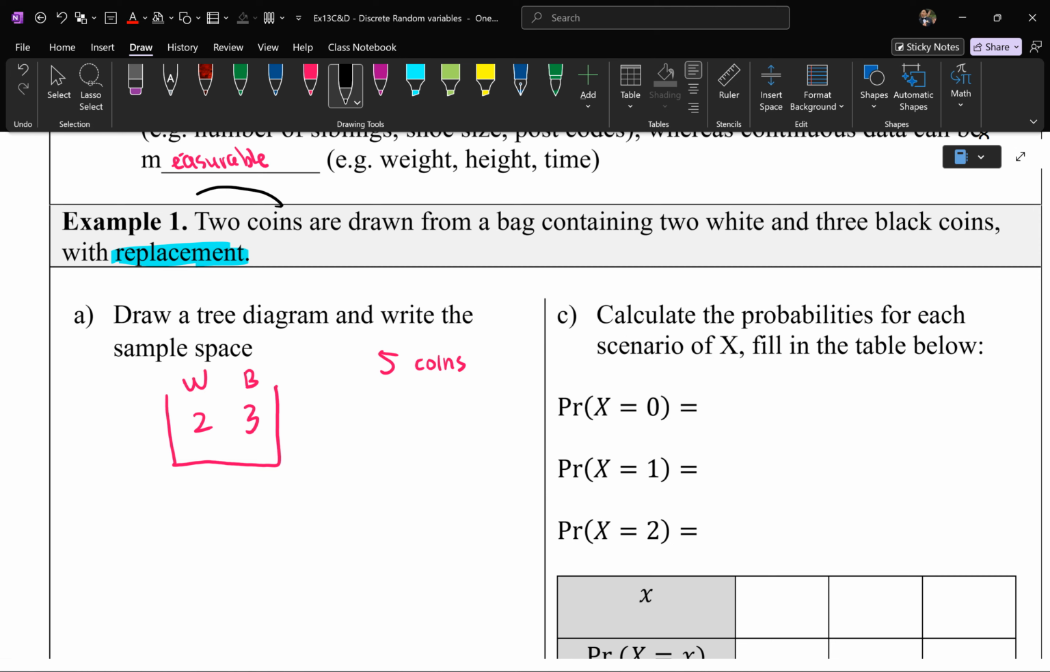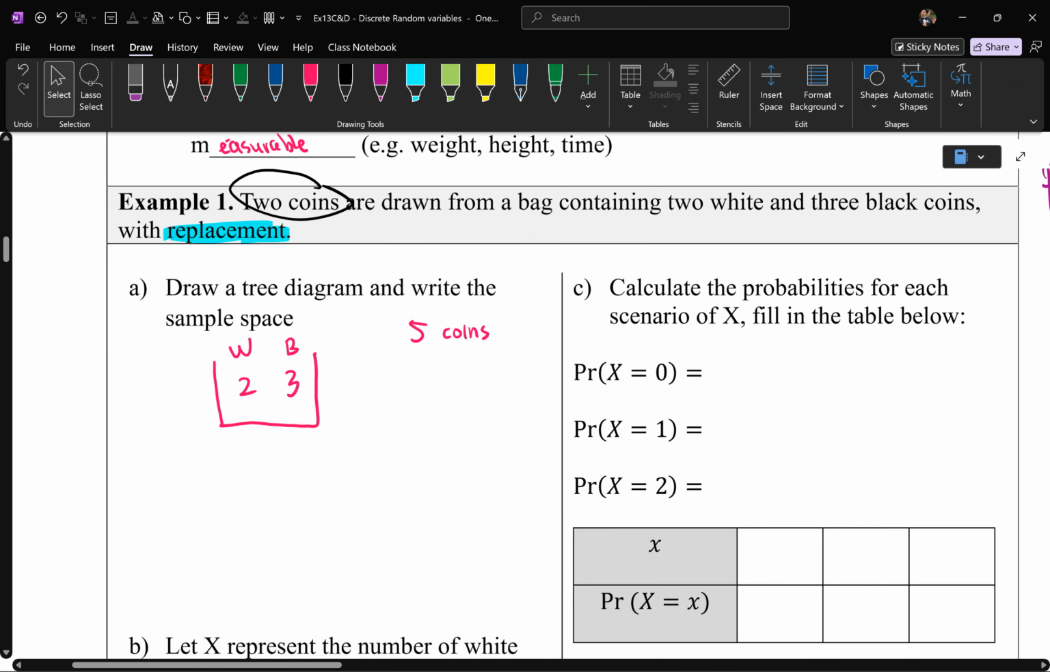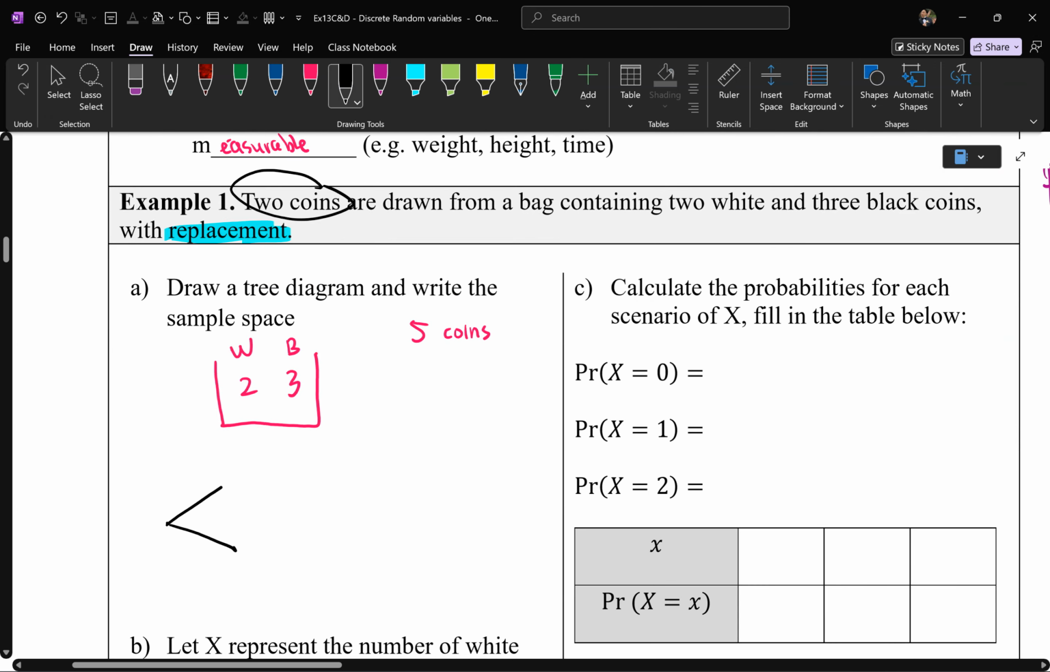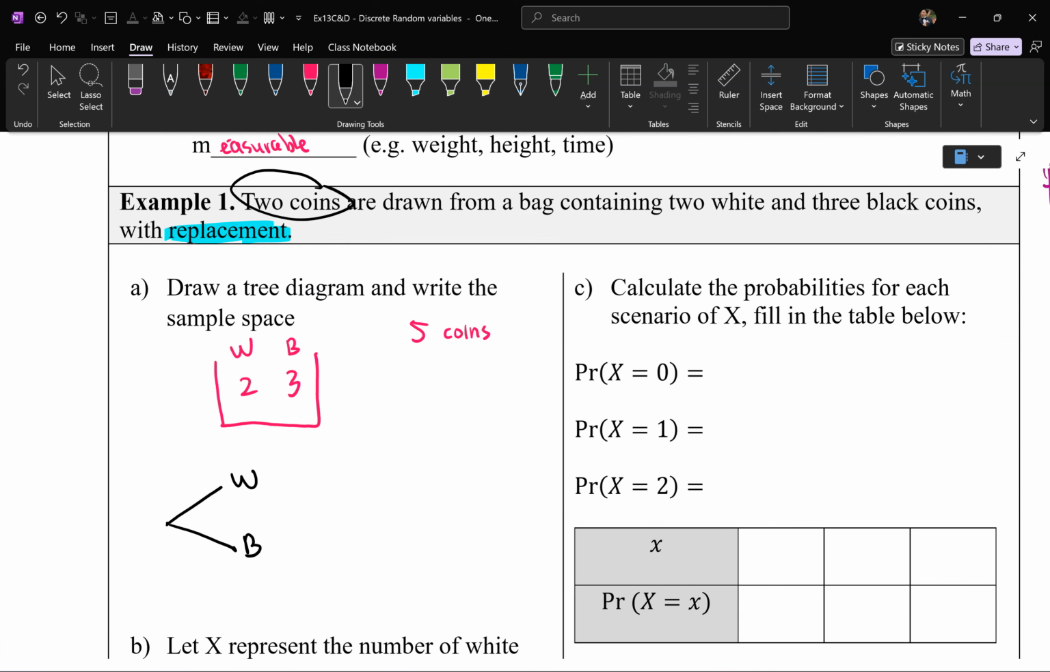And we're saying that we're going to draw 2 coins from the bag. So draw number 1. My possibilities are I either get white or I get black on my first go, right? I don't know which one, but I do know the chances. What's the chances of getting white on my first go? That's right. 2 out of 5, 0.4. And then that means black is 3 out of 5, which is 0.6.